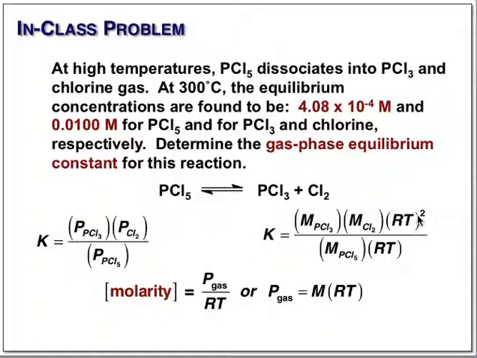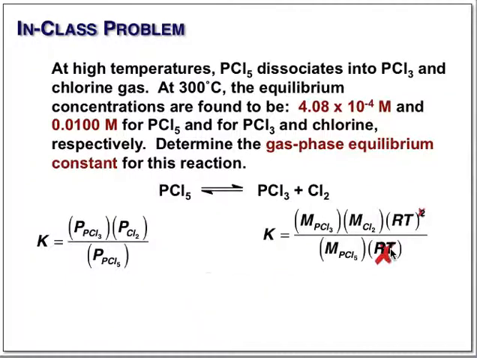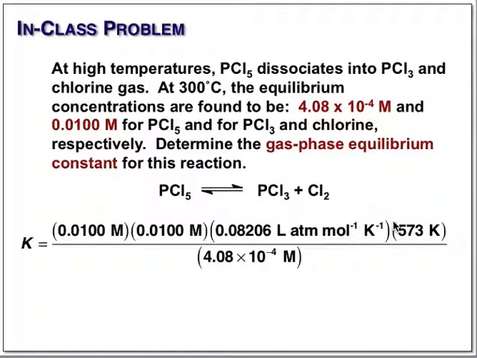Now we have two RTs in the numerator, one in the denominator. Those cancel. All we have to do is now plug in our values, plug in RT. We cancel these guys. Remember, molarity is the same as 1 over liters per mole, so those cancel. And we're left with 11.524 as our calculator answer. We have three significant figures. Our equilibrium constant is 11.5. This is our pressure-based equilibrium constant.